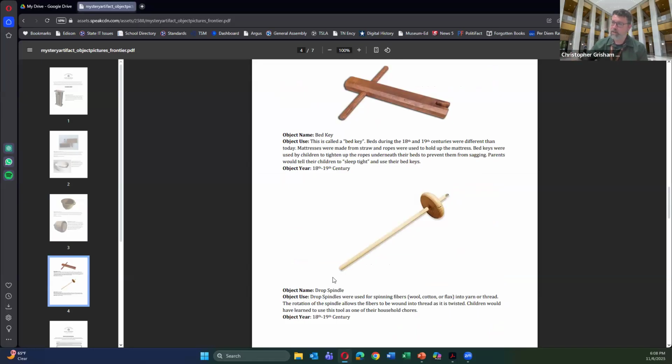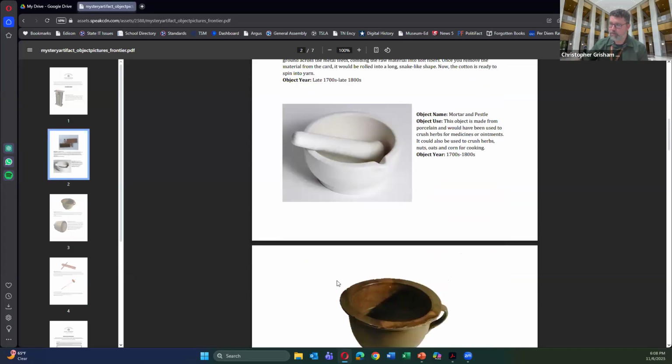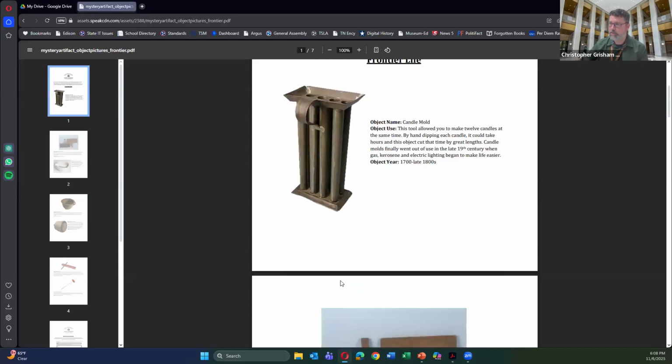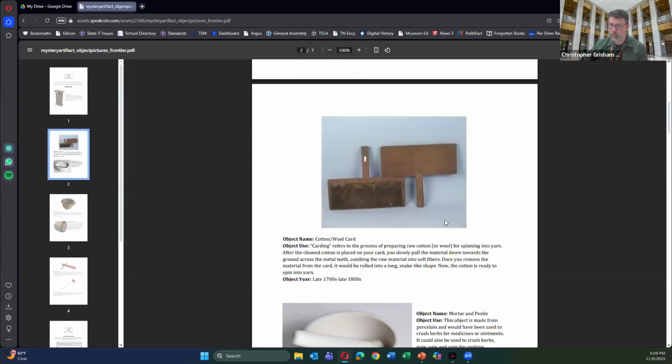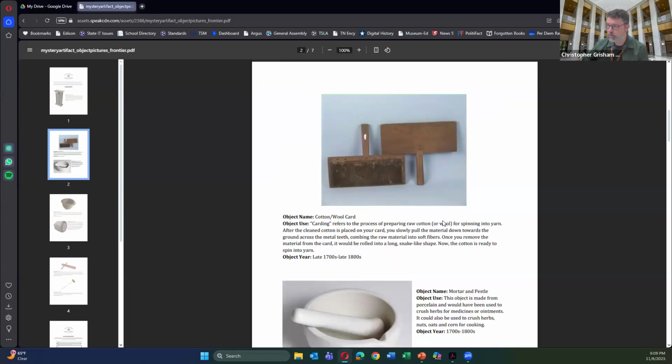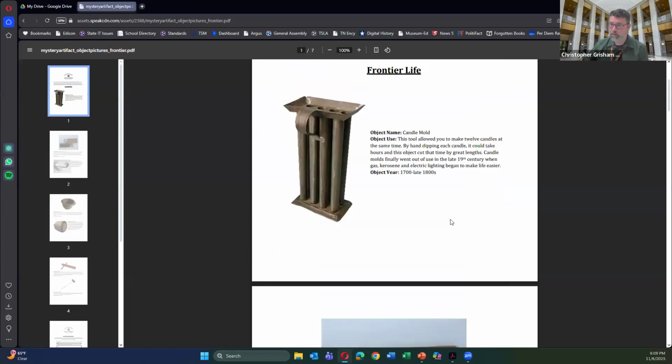What were they doing? You can talk about economics, raw materials to finished product with some of these. Your candle mold turns wax into a product, candles. Cotton cards and the drop spindle are processes in making clothes, taking raw materials you would have grown or raised on the farm, turning them into a finished product, things like that. You can talk about the materials that were available.